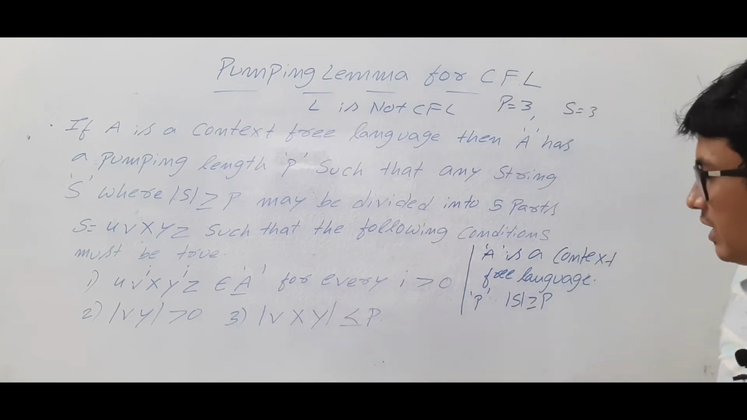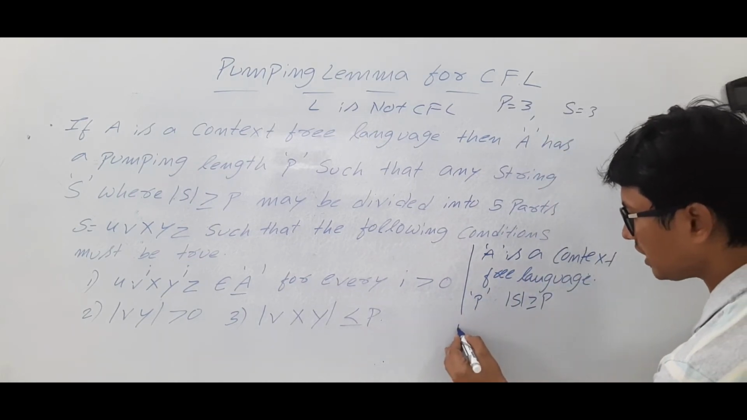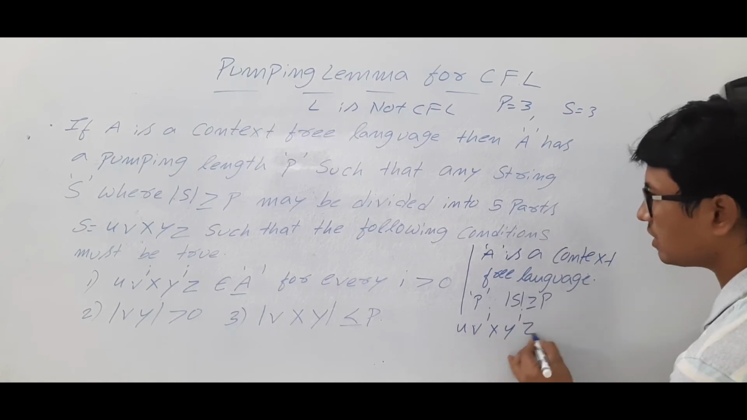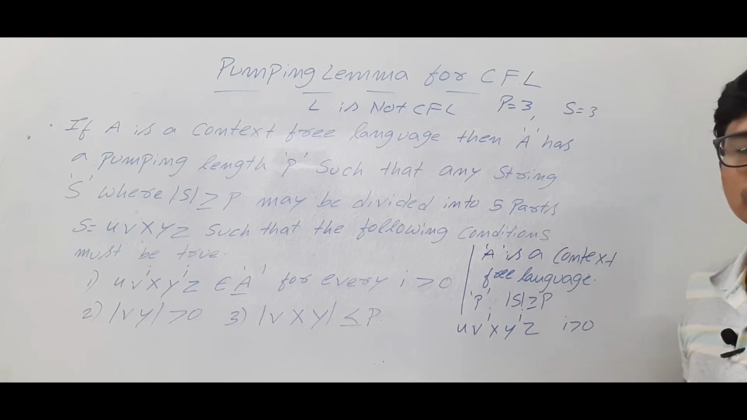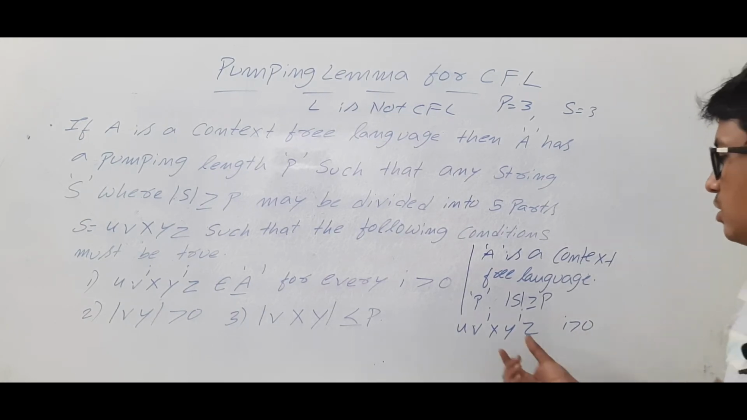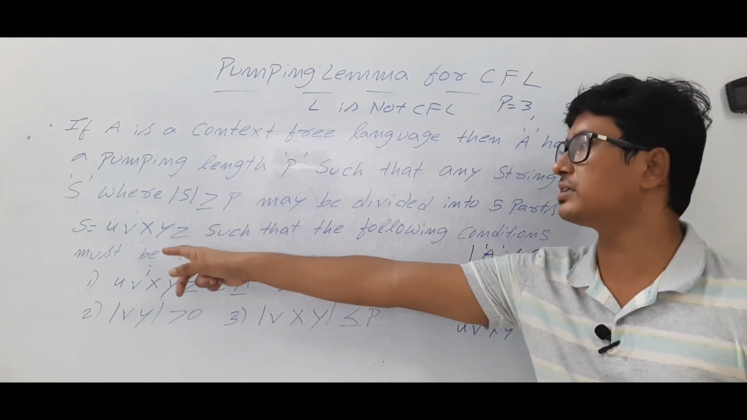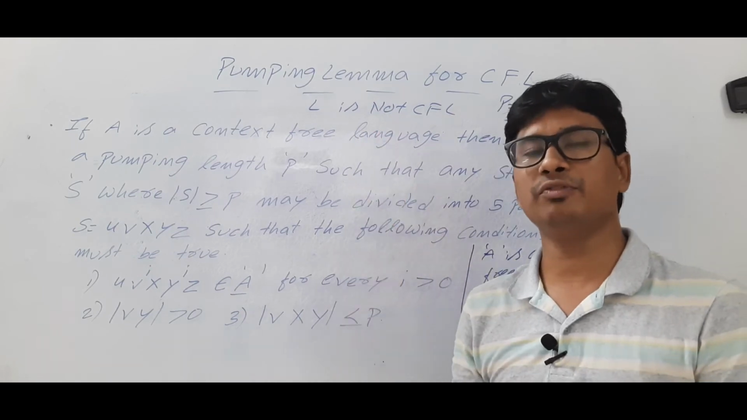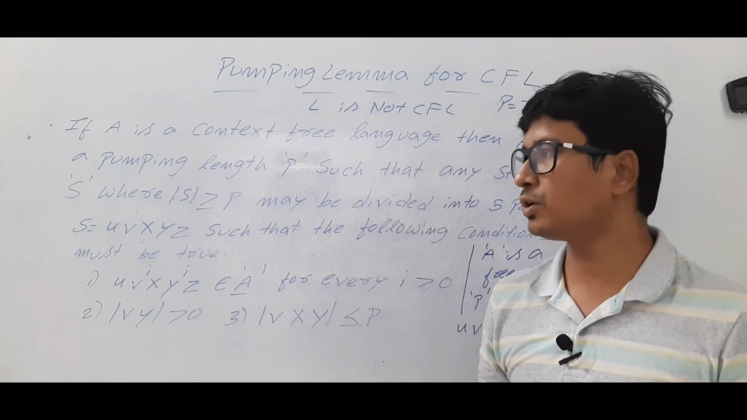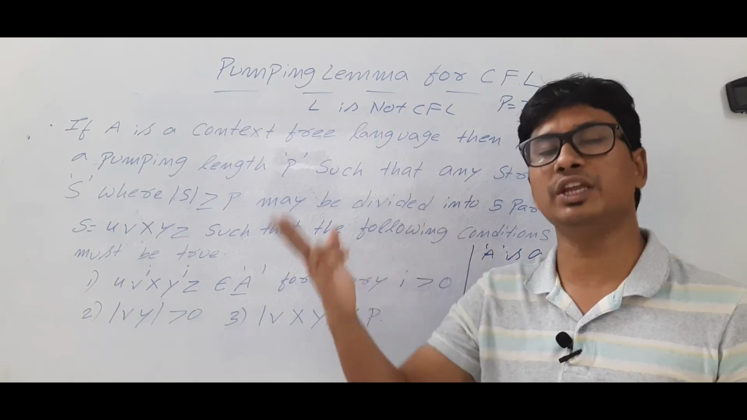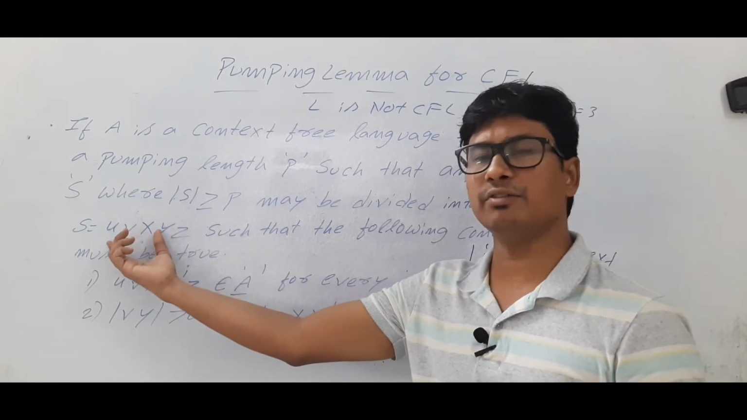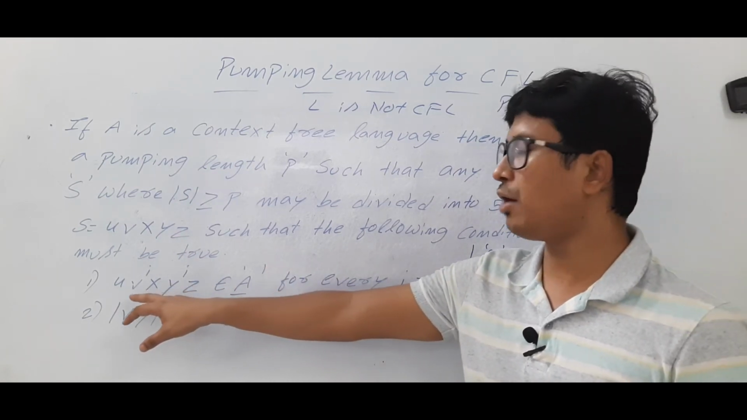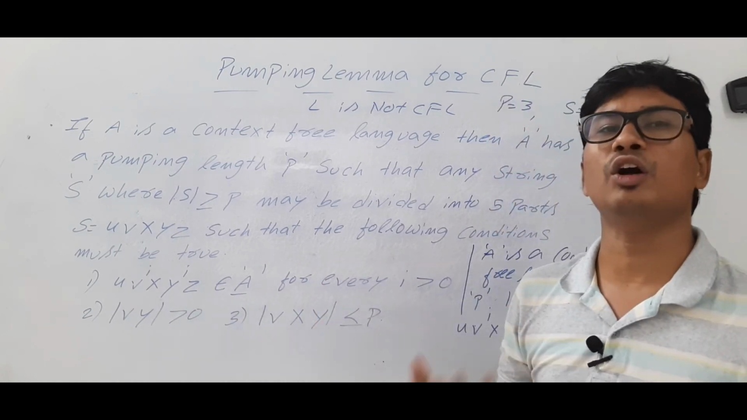Once you have divided it, you have to take an i value that should be greater than 0, and you have to divide S into U, V, X, Y, Z in any number of ways possible. Is it clear? For a regular language, we divide into 3 parts. Similarly, we can divide into multiple ways here. For all the ways or all the cases, you have to prove that these three conditions are not true.